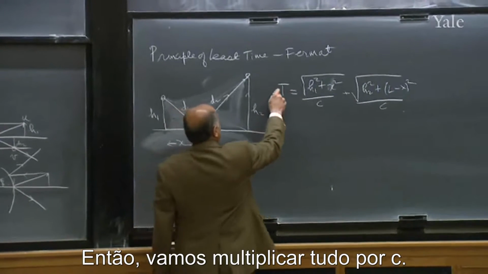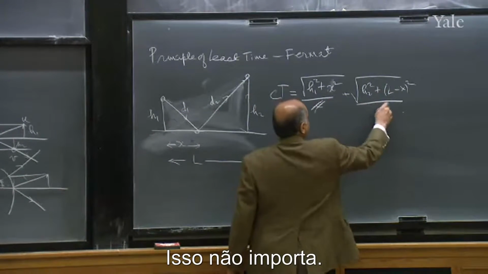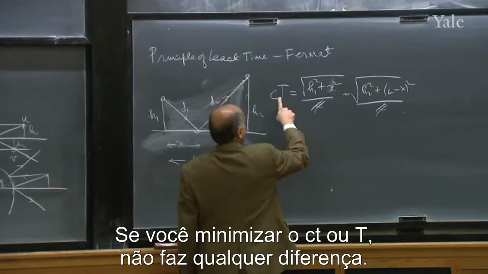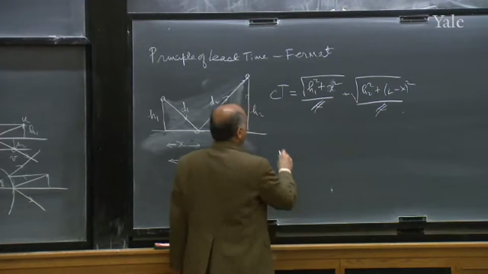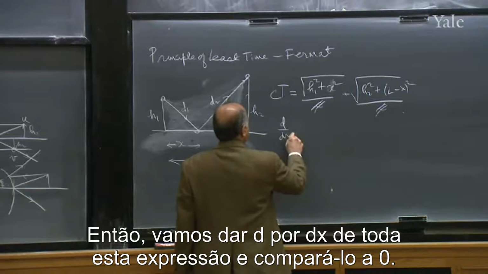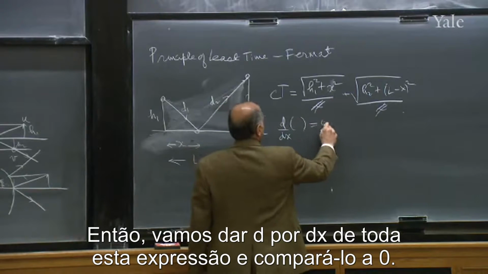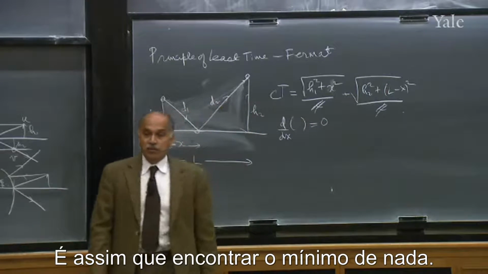So let's multiply everything by c. That doesn't matter. Whether you minimize ct or t, it doesn't make any difference. So let's take d by dx of this whole expression and equate it to 0. That's how we find the minimum of anything.